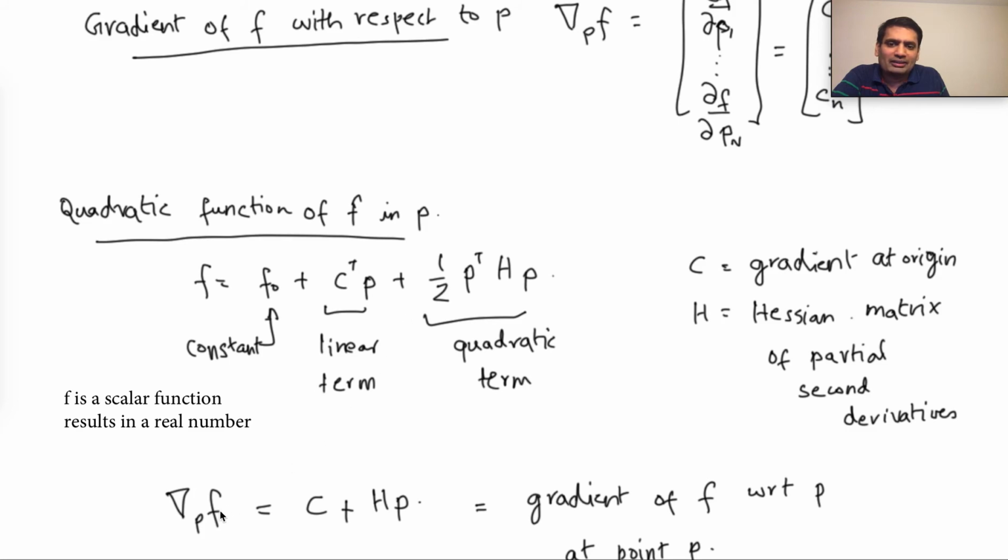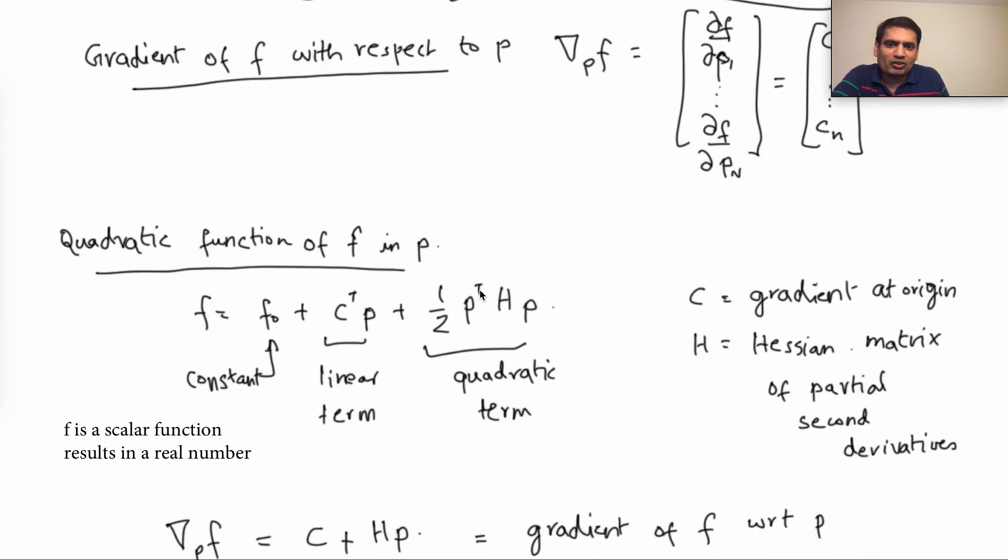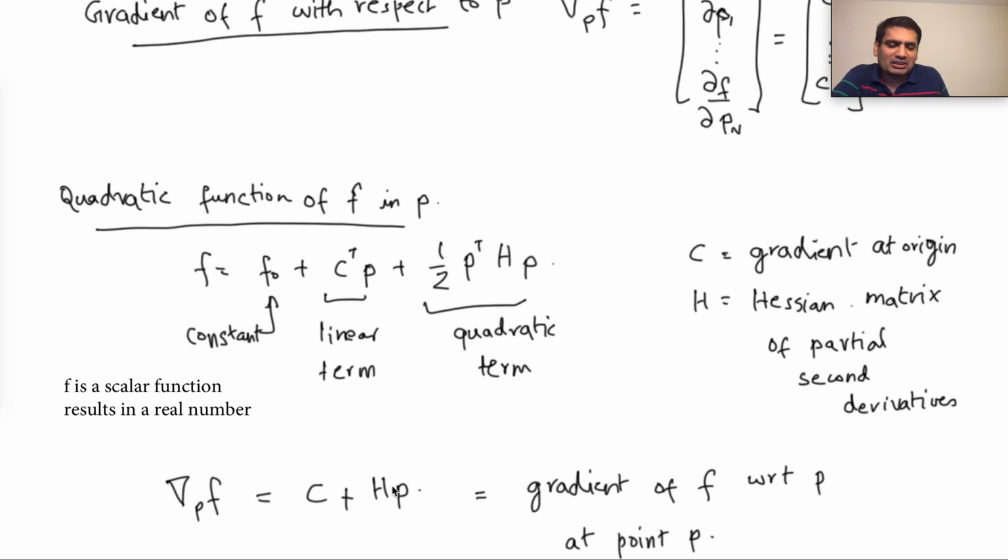If you want to take the gradient of that expression, then of course the first term is a constant, so taking the derivative of that is 0. The next term is a linear expression in P, and the gradient of that is just C, as we saw before. And for the quadratic expression in P, it turns out that the gradient is actually H times P.